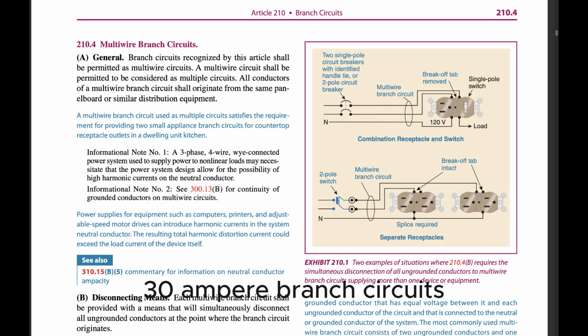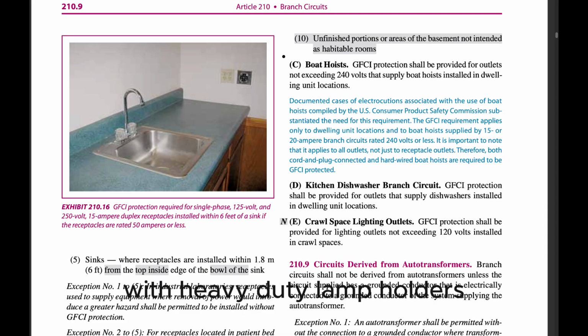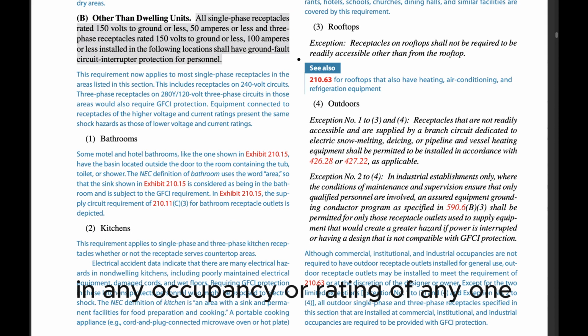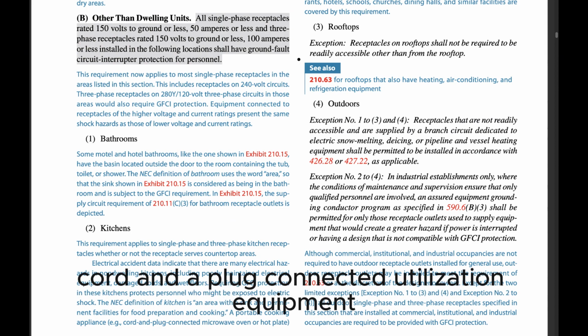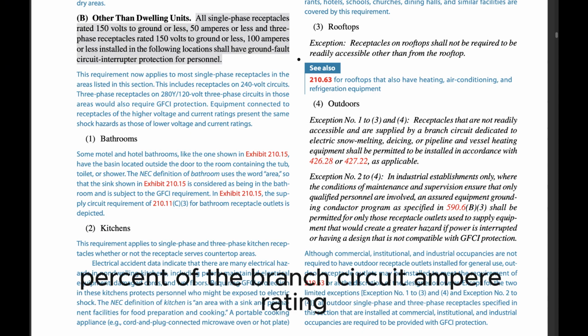B. 30 ampere branch circuits. A 30 ampere branch circuit shall be permitted to supply fixed lighting units with heavy-duty lampholders in other than a dwelling unit, or utilization equipment in any occupancy. The rating of any one cord and plug connected utilization equipment shall not exceed 80% of the branch circuit ampere rating.